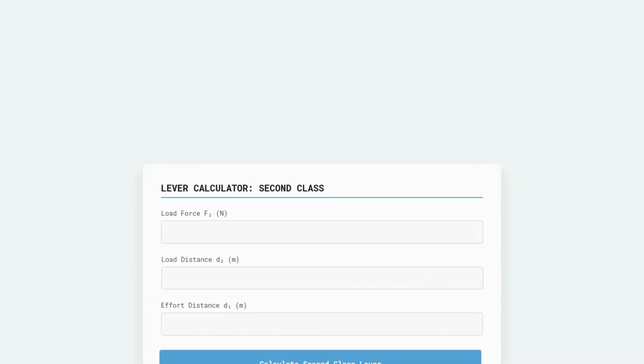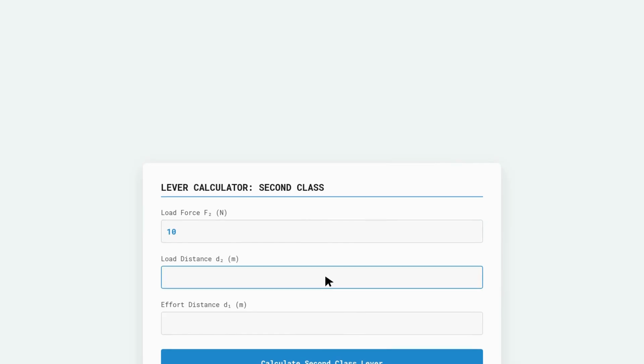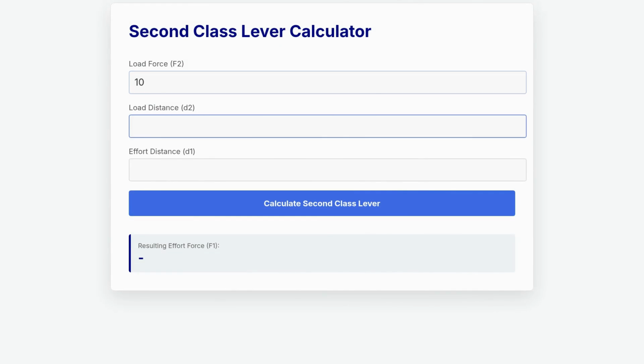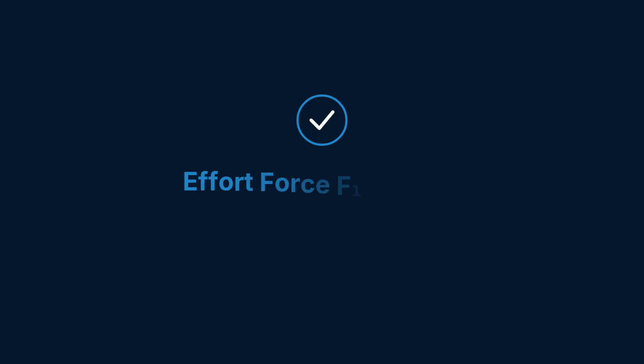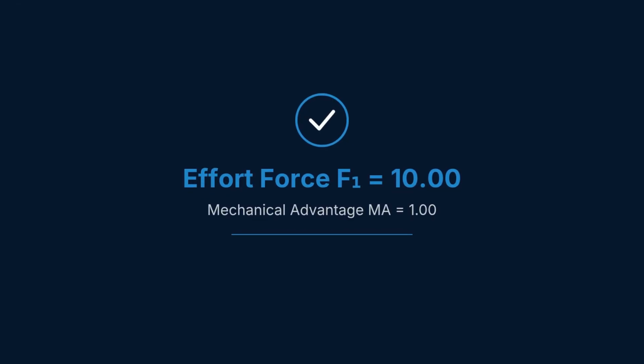For our worked example, I'll input load force F2 equals 10, load distance D2 equals 10, and effort distance D1 equals 10. After clicking Calculate Second-Class Lever, we get our results. The effort force F1 equals 10, which tells us the force we need to apply at the effort point to balance this lever system.